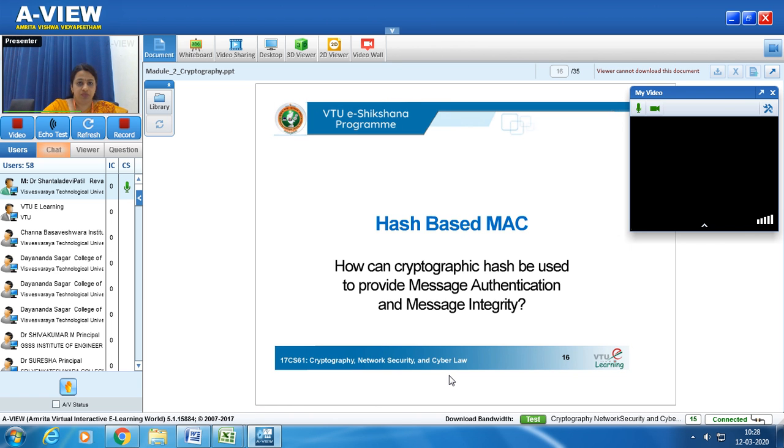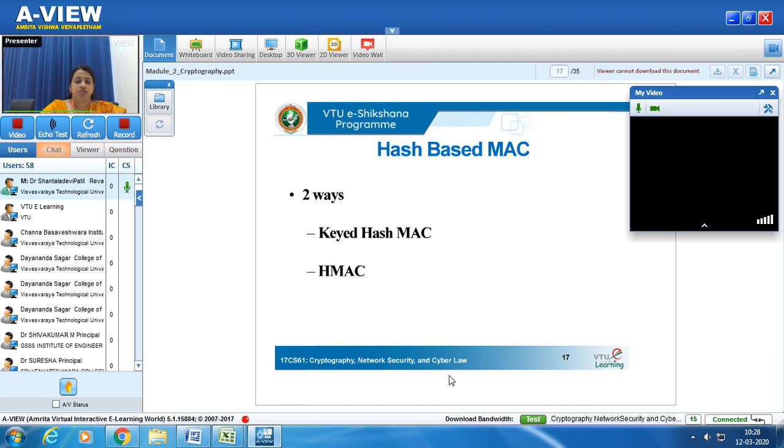In case of hash-based MAC, we come across a question as to how a cryptographic hash can be used to provide features like message authentication and message integrity. Now what is message authentication? Message authentication is a property wherein I am able to say that a message has come from a particular source. And message integrity is a feature wherein a receiver is able to say that the message is not altered during transit or transmission. So for that we use hash-based MAC, in order to achieve these two properties.